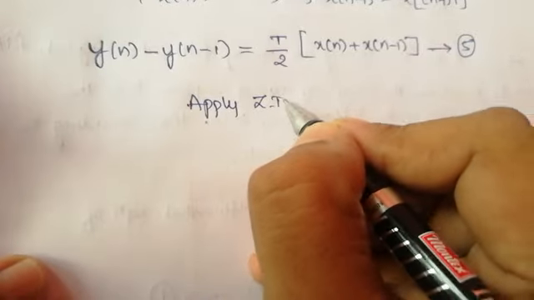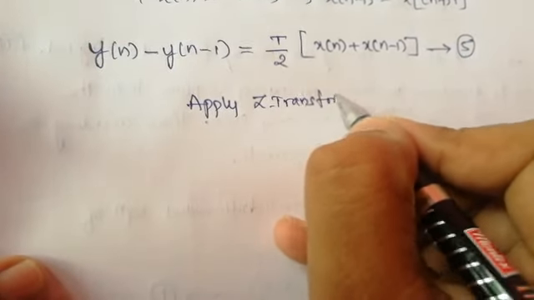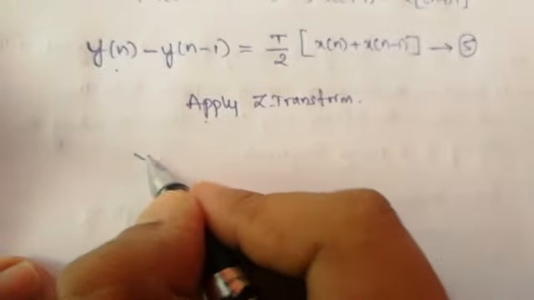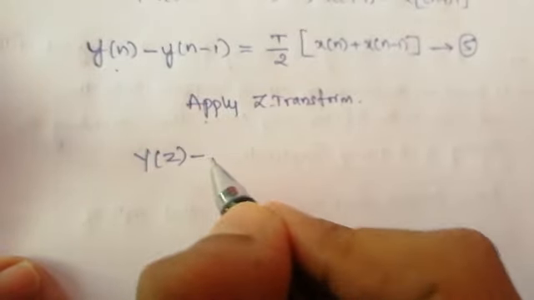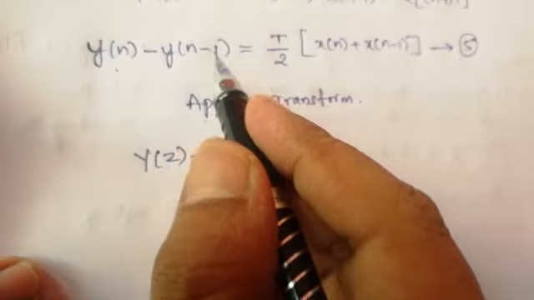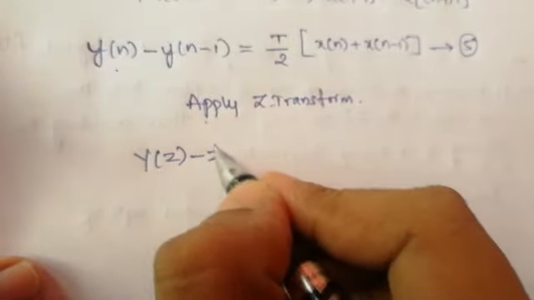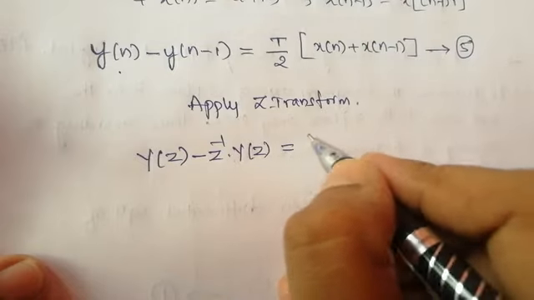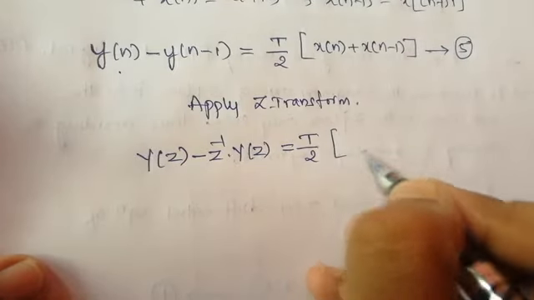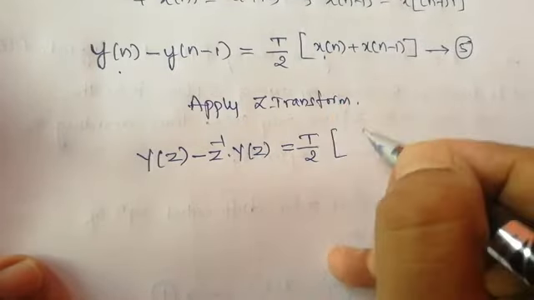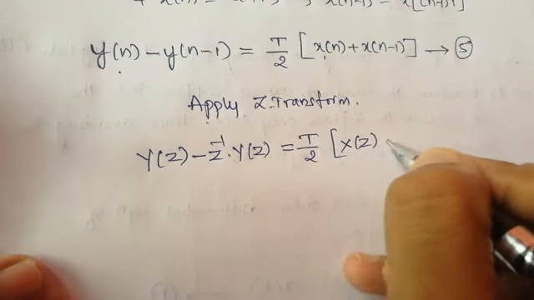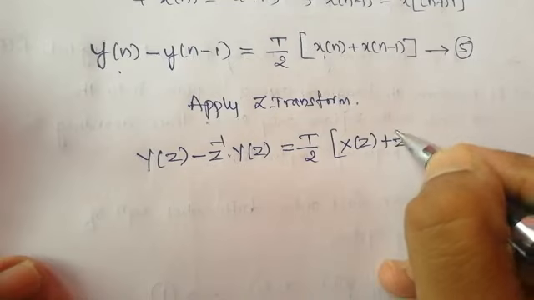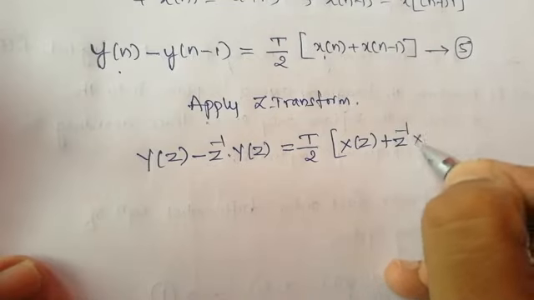Apply Z transform to the above equation. Then we are getting Z transform of y of n, that is Y of z, minus Z transform of y of n minus 1, that is z raised to minus 1 into Y of z, equals T by 2 as it is, a constant term. Then ZT of x of n is X of z. Similarly, Z transform of x of n minus 1 is z raised to minus 1 into X of z.